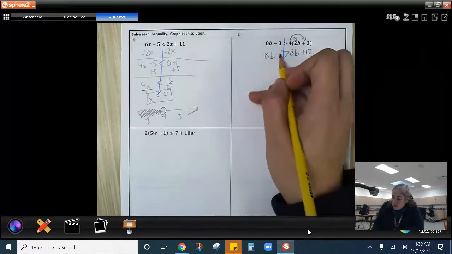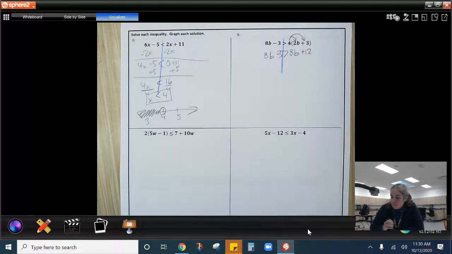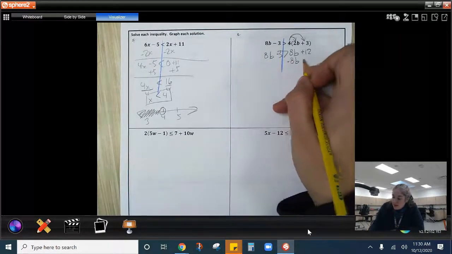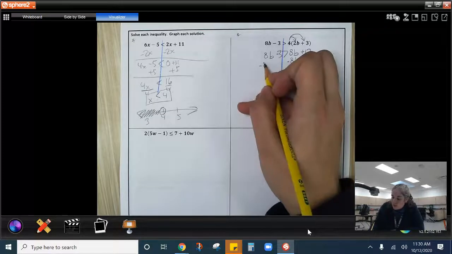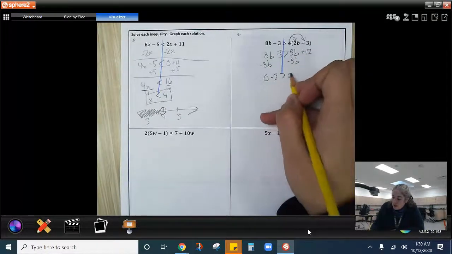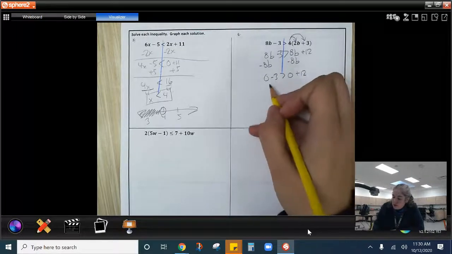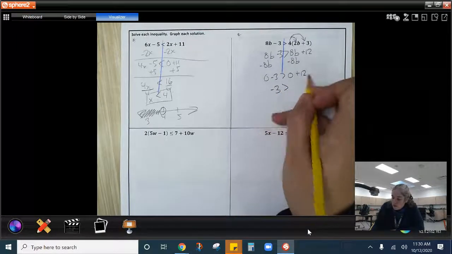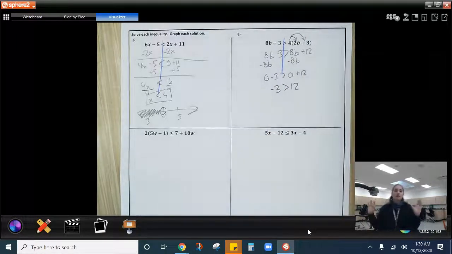We have 8b minus 3 on this side. I'm going to subtract 8b from my right, so I subtract 8b from the left. And I have 0 minus 3 is greater than 0 plus 12. So 0 minus 3 is negative 3. 0 plus 12 is 12. Wait a second. My variable disappeared.